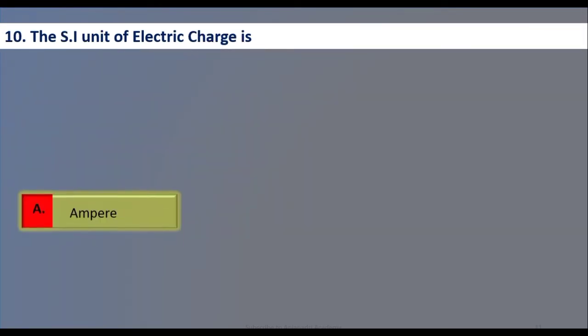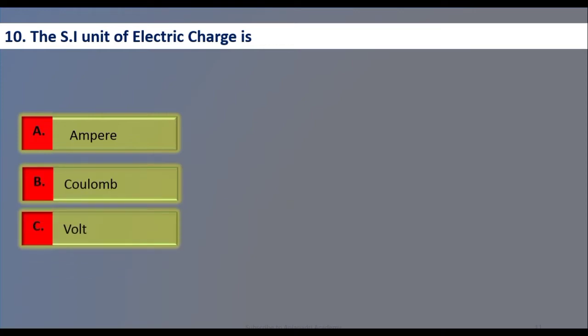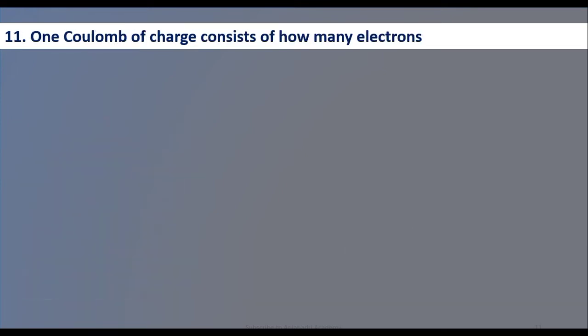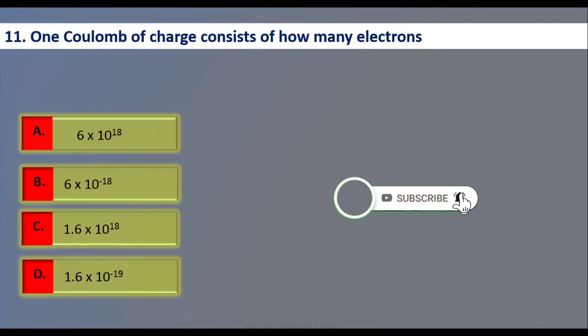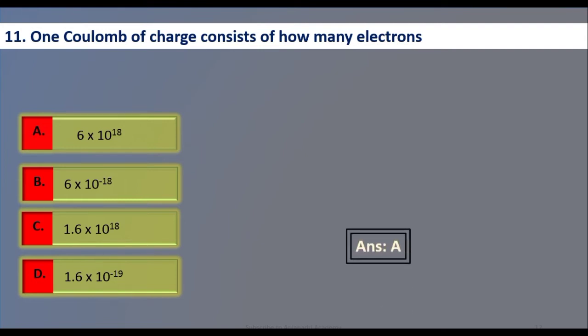The SI unit of electric charge is ampere, coulomb, volt, ohm. Yes, the SI unit of electric charge is coulomb. Option B is the right answer. 1 coulomb of charge consists of how many electrons? He is asking how many electrons are there in 1 coulomb of charge. 6 into 10 raised to 18, 16 into 10 raised to minus 18, 1.6 into 10 raised to 18, 1.6 into 10 raised to minus 19. As 1 coulomb of charge is made up of 6 into 10 raised to 18 electrons, option A is the right answer.